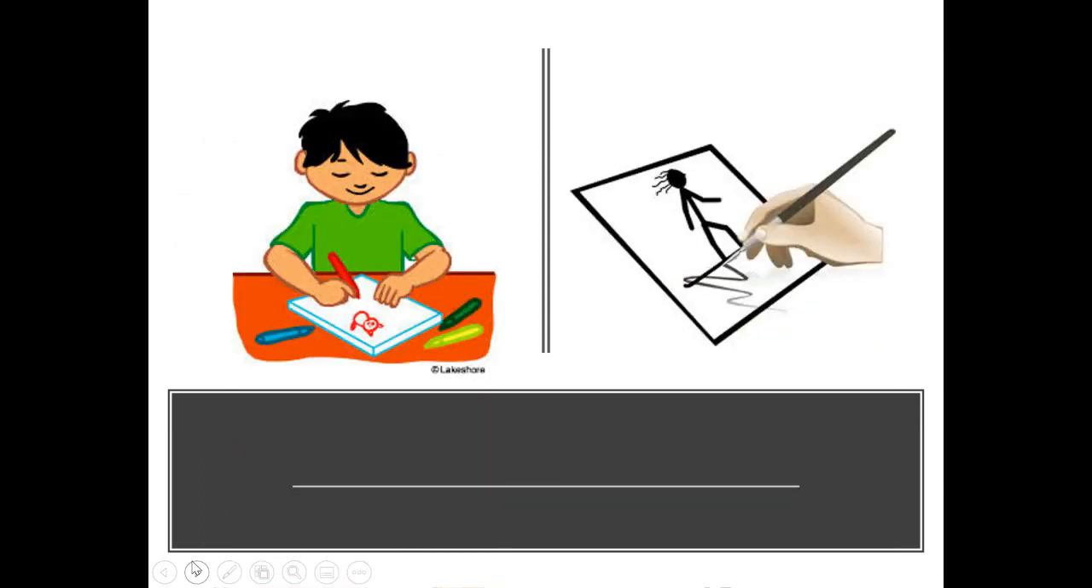Next group of pictures, what do you notice or see? I notice or I see. Well, in the first picture, I notice the boy is coloring or drawing. In the next picture, I notice it looks like someone's drawing a person. So how are these pictures the same or similar? They both?